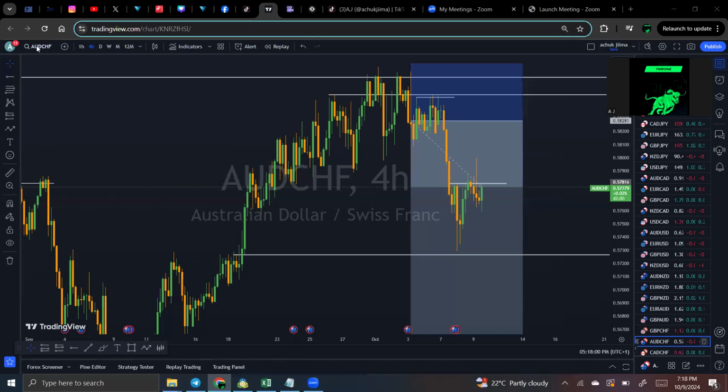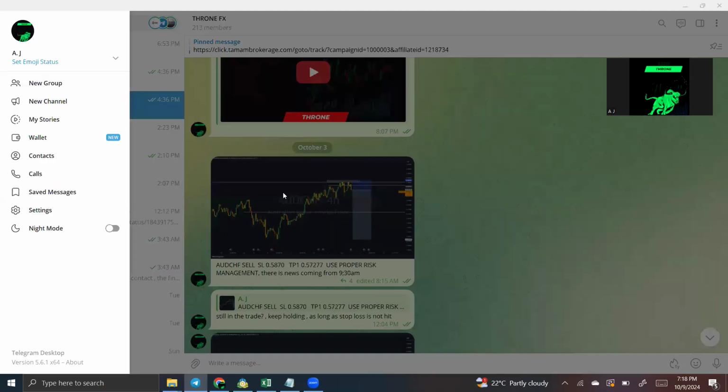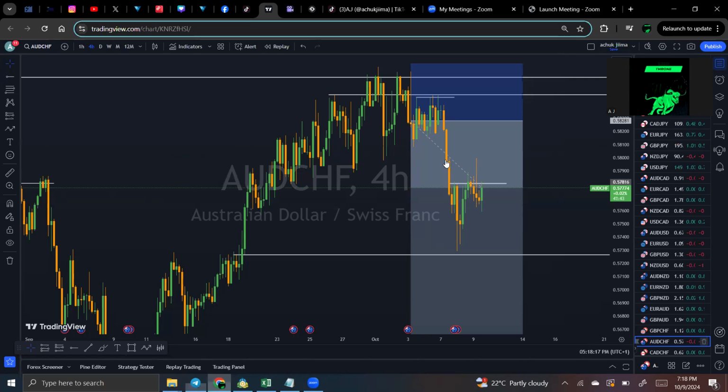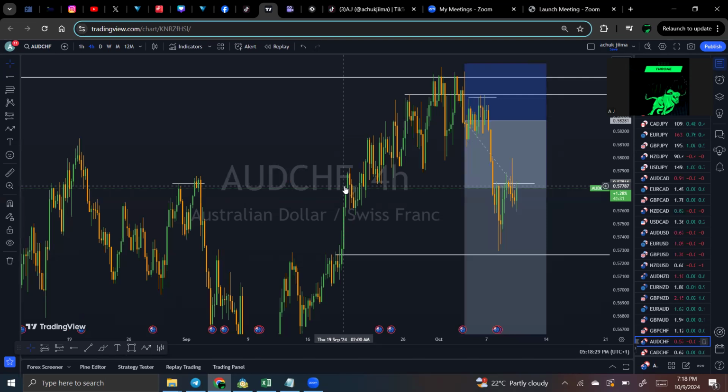So this AUDCHF, the Aussie Swiss trade that we took last week, was actually shared in the group. So let me just show you. This is 3rd October, and this was the trade. And then this is how it has been playing from 3rd until the 9th October. So I just want to take you through the process through which this trade was taken, and the reasons why we take such trades.